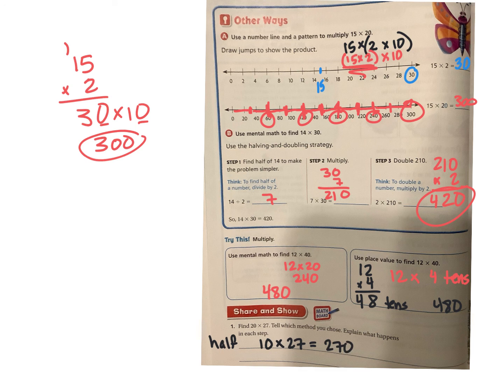Now, because I cut this in half, I now need to make up for that by doubling my answer. My answer is 270, and I need to multiply that by 2 to double it. That is 0. 7 times 2 is 14. And 2 times 2 is 4, plus the 1 carryover is 5. 540 is the answer I got. And I got that by halving the 20 into a 10, finding the answer quick, and then doubling the answer here to get the final product of 540.